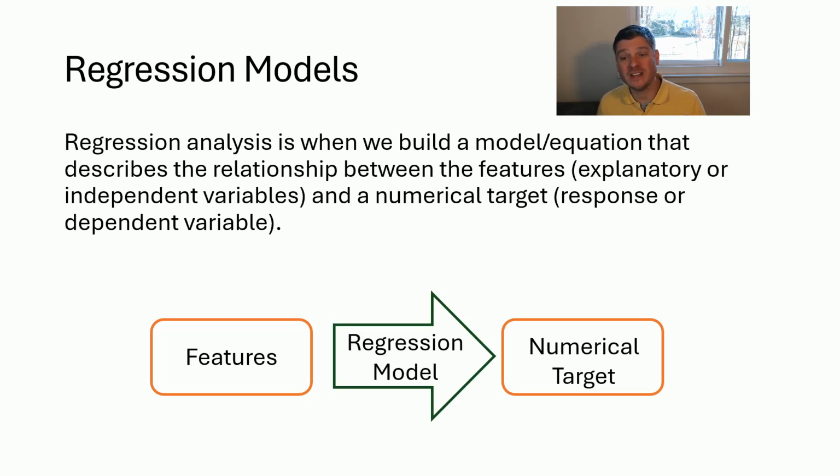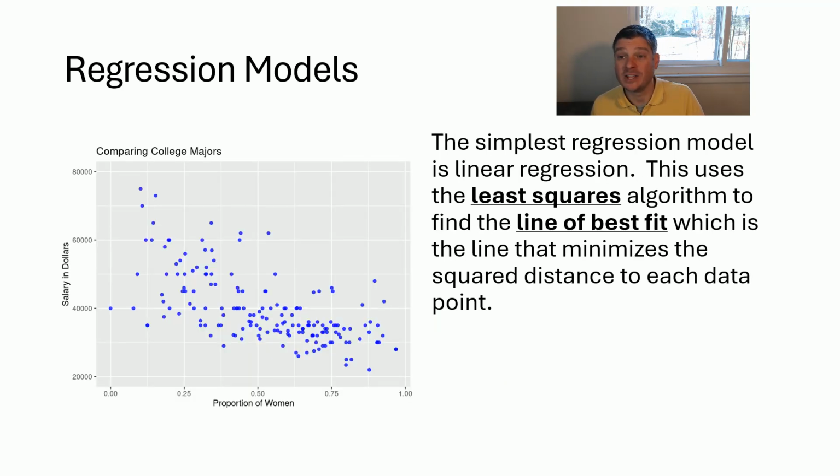So how do I go from my features to my numerical target? Well, like I said, this is going to be a regression model. The simplest type of regression model is linear regression. This is simply where we're going to make a line, and this uses the least squares algorithm to find that line of best fit, and that is going to be the line that minimizes the squared distance to each of those data points, so top and bottom.